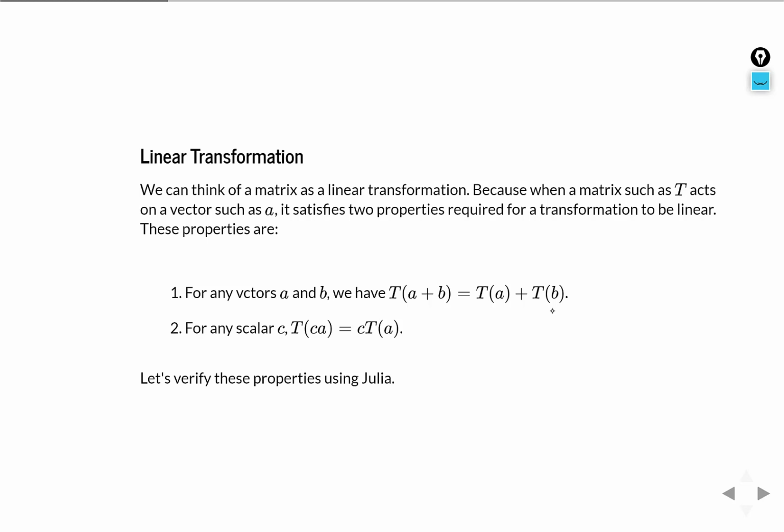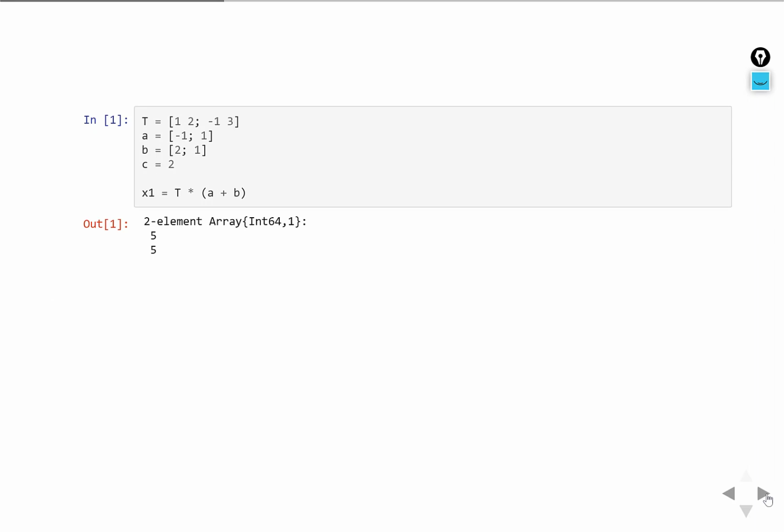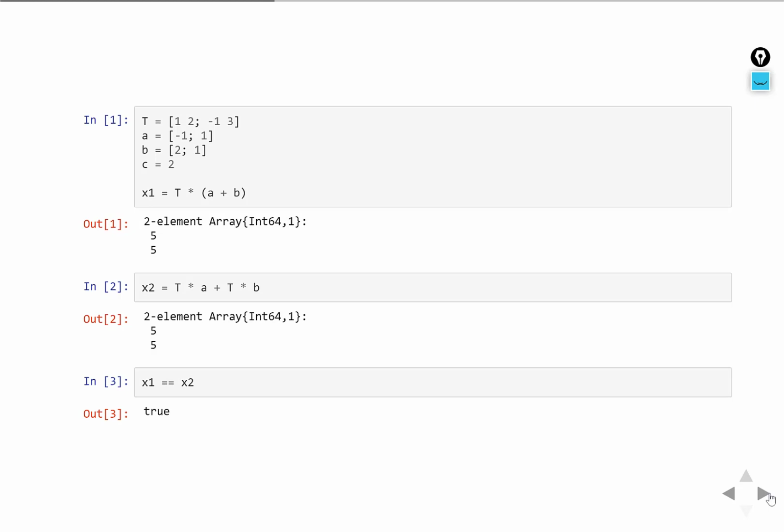We can verify these properties in Julia. We define our transformation T, which is a 2 by 2 matrix. We define vectors A and B and a scalar C. We now apply T to A and B individually and add the results. We see that we get the same result in both cases. And if you check in Julia, it says x1 and x2 are equal.